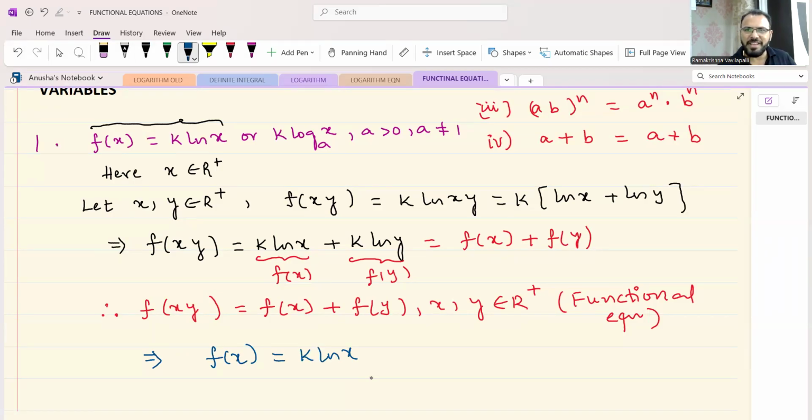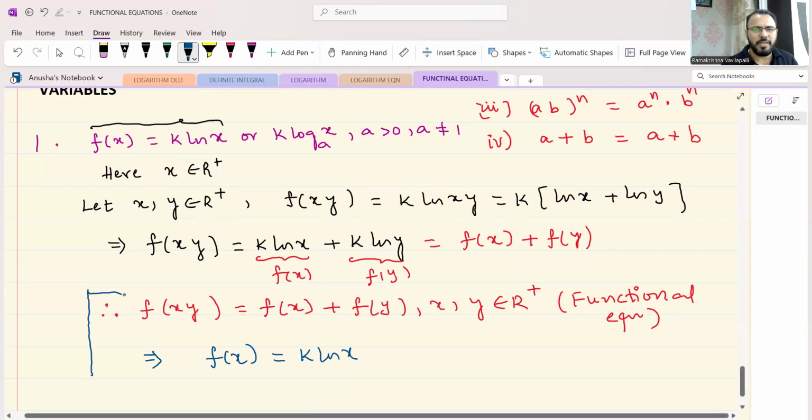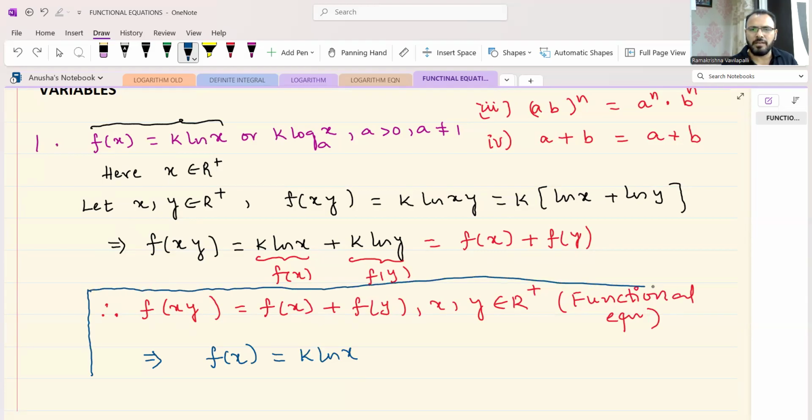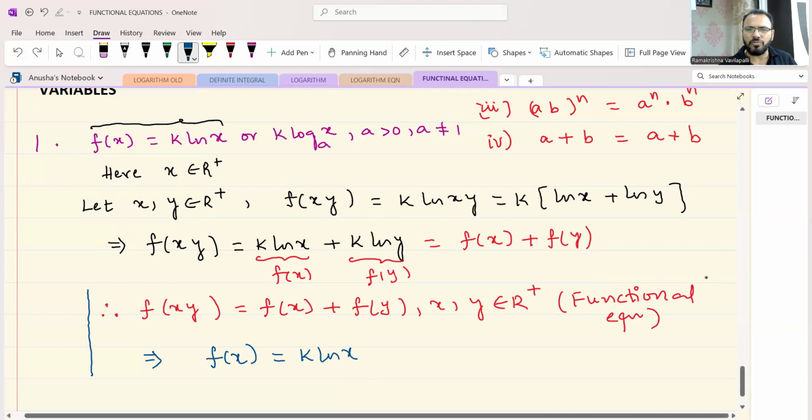This is very, very important. So therefore, f of xy equals f of x plus f of y. I am unable to draw the line exactly. I'll leave that. I don't want to make it in the box. I'll just write like this.